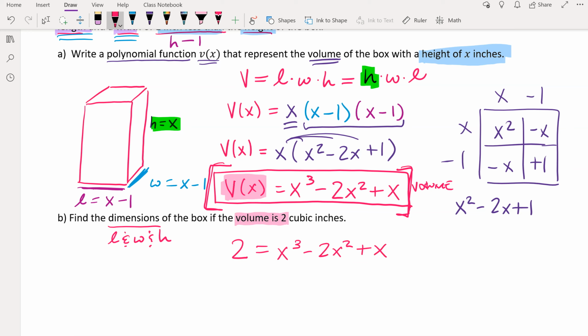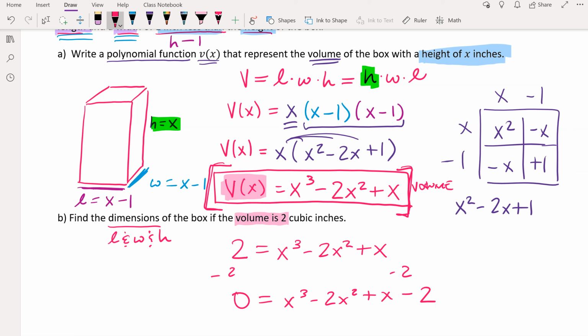All right. Then we need to solve for x so that we can find the length, the width, and the height. So how do we solve for x? Well, this is a polynomial. And anytime you have a polynomial, it's good to get one side equal to 0. So let's get that side equal to 0. Let's subtract 2 on both sides. Minus 2, minus 2. We get 0 equals x cubed minus 2x squared plus x minus 2.